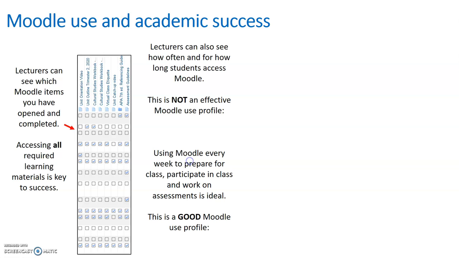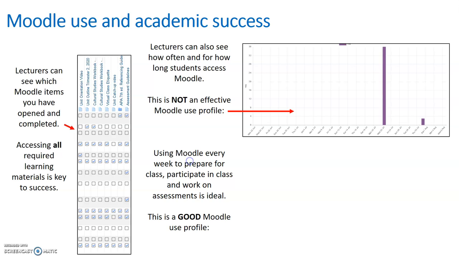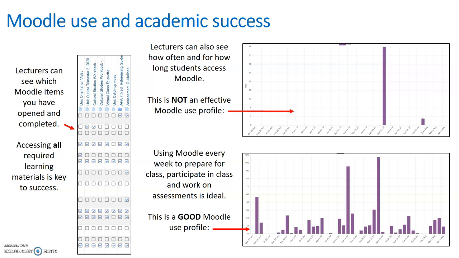provided to you. If you don't go into Moodle very often, this will be your Moodle profile. So the purple shows how long and on what day the student accessed Moodle. This is not an effective profile. This student has only accessed the Moodle site twice over many, many weeks. Using Moodle every week to prepare for class, to participate in class, and to work on assessments is ideal. This is the way you will find success. So this is what a good Moodle profile looks like. Can you see the students going on quite frequently to work on the unit materials?